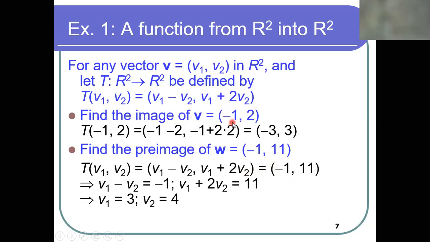Find the image of V. Find the pre-image of W. It means the element in the second set, the codomain, when the input is equivalent to this one. In that case, if you compare the X component with X and the Y component with Y, you get the V1 and V2 values. So these are the pre-image of minus 1 and 3.